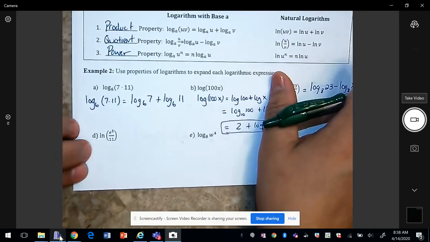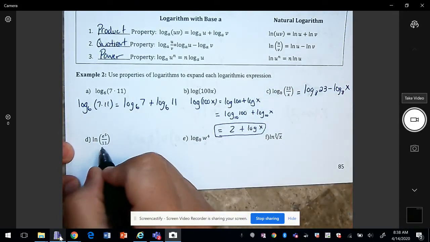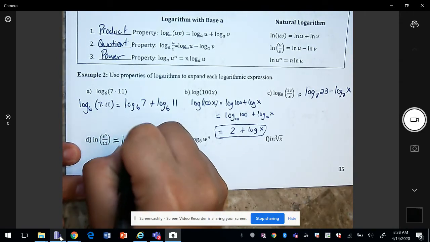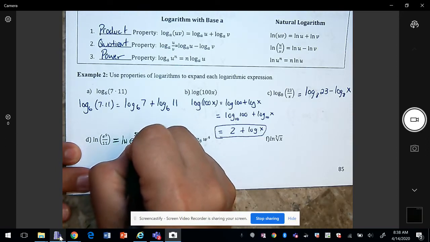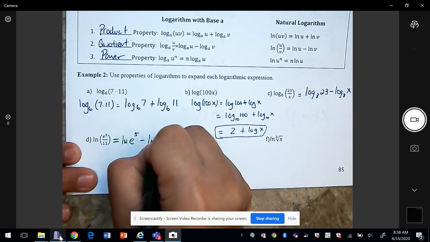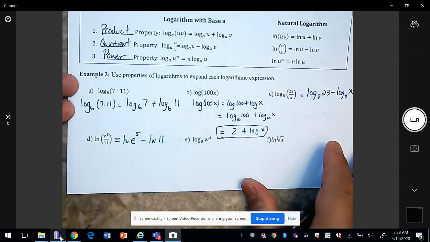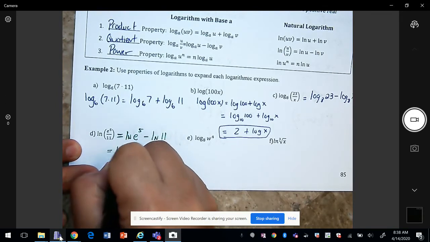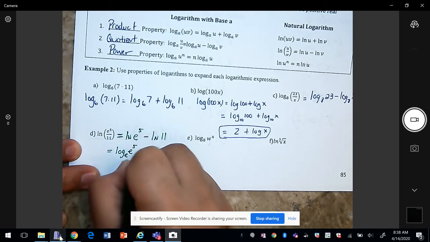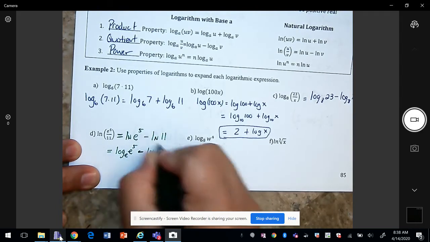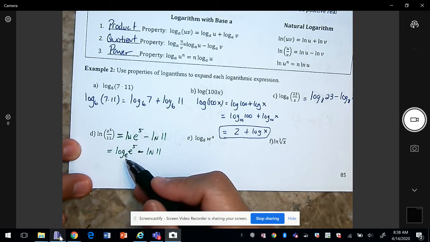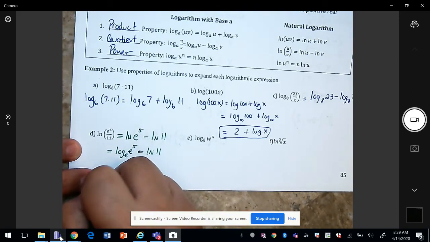So we have log e of 5 divided by 11. Since this is being divided, we can rewrite this as natural log of e to the 5th minus natural log of 11. So in the previous section, we saw that natural log is the same as log base e. So we can rewrite natural log of e raised to the 5th power as log base e of e raised to the 5th power. Since they have the same base, then our answer here is just going to be 5.